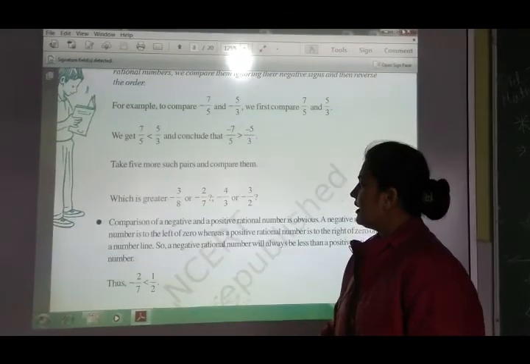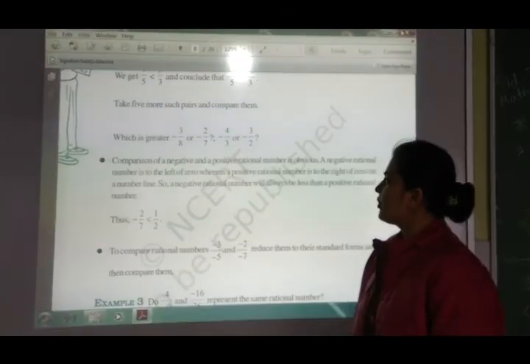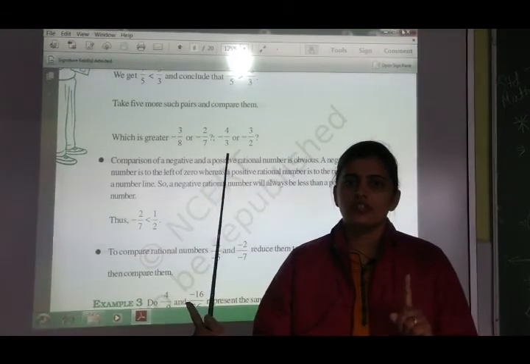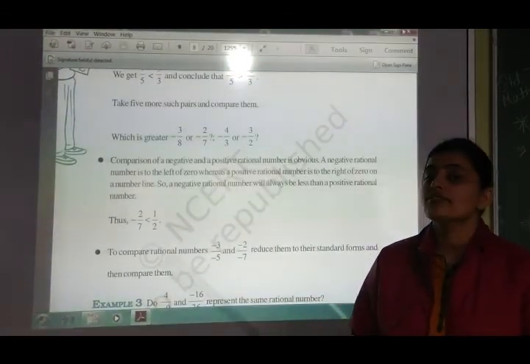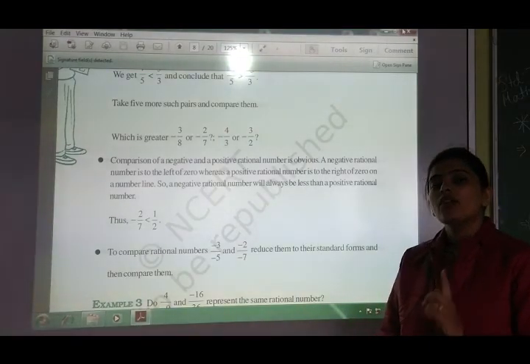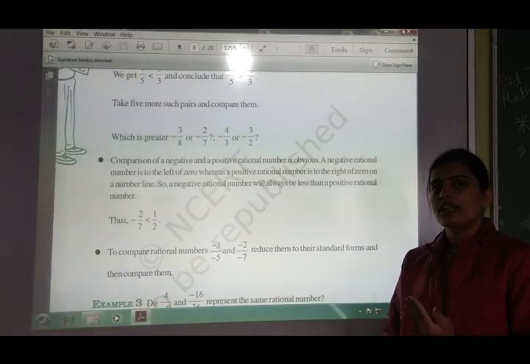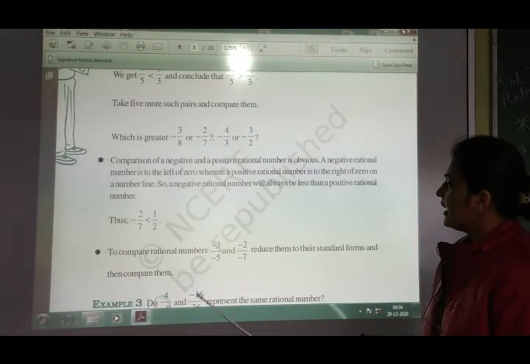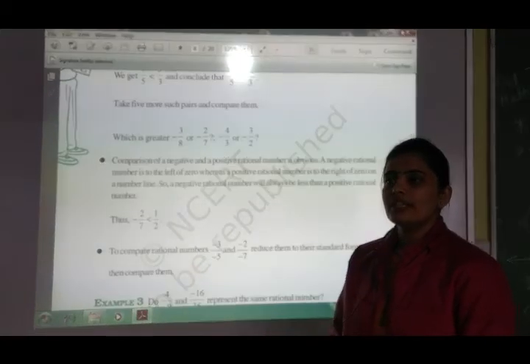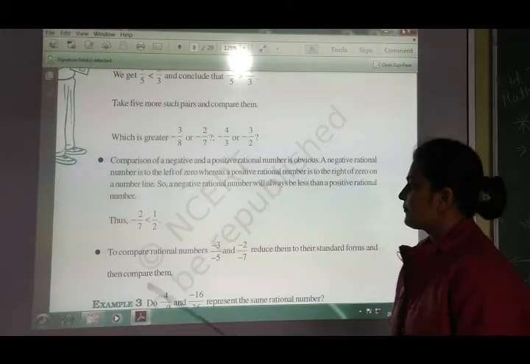Now comparison of a negative and a positive rational number. When a negative and a positive rational number are there, then what is it? All the positives will be on the right hand side. That means always the negative will be smaller and the positive will be greater. So here you can see whenever negative and positive we are comparing, then positive is always greater.